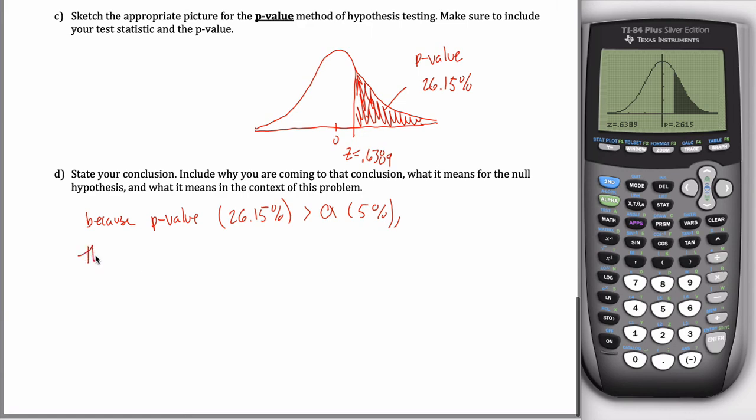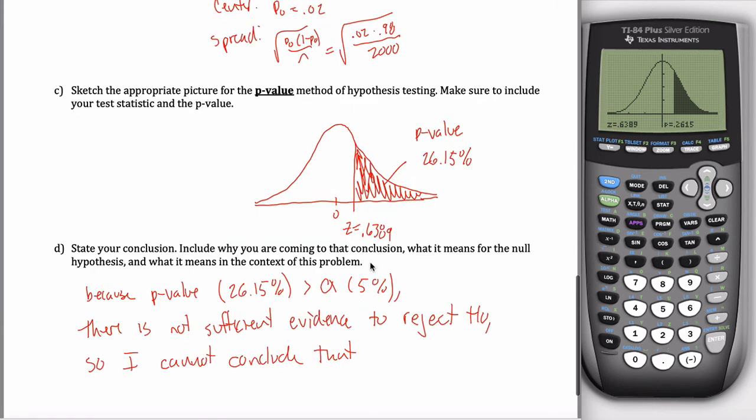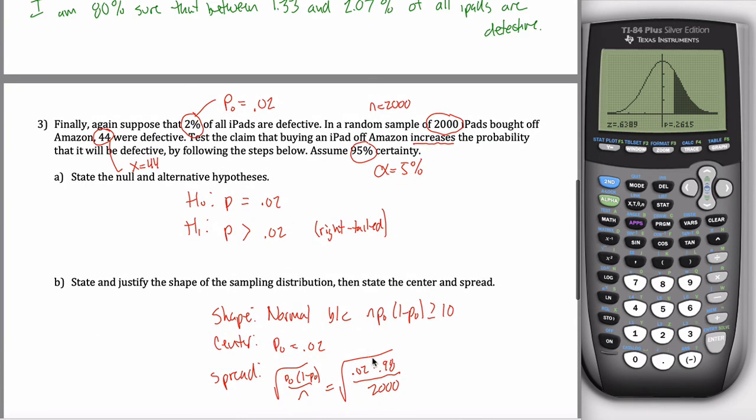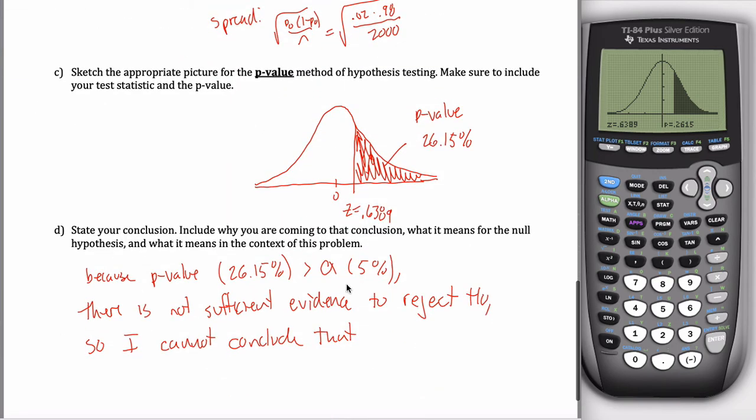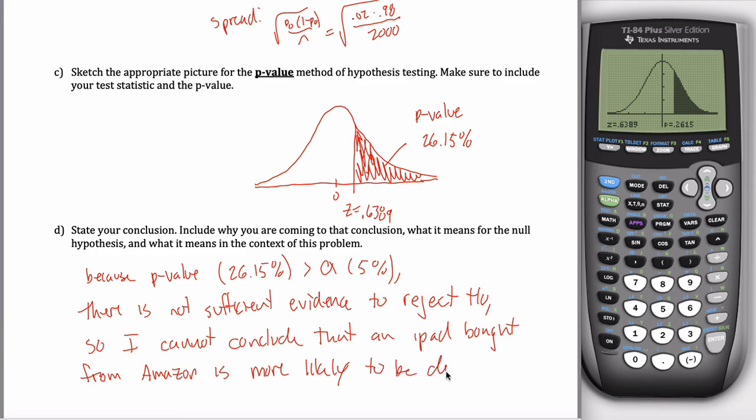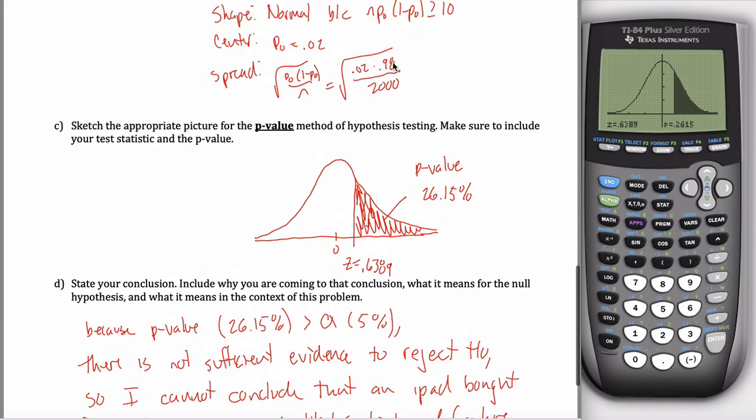There is not sufficient evidence to reject the null hypothesis. So I cannot conclude whatever the claim was, that an iPad bought off Amazon is more likely to be defective. And that's that. That's solutions to this quiz.